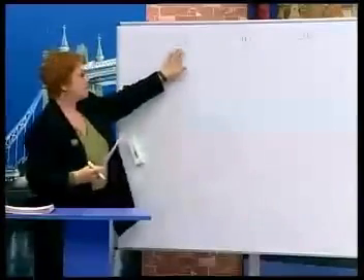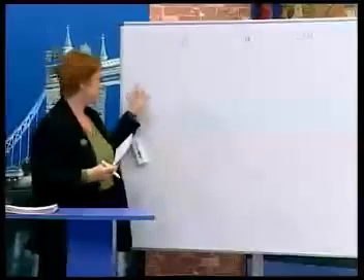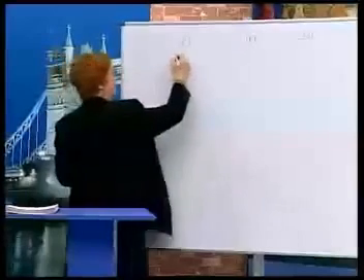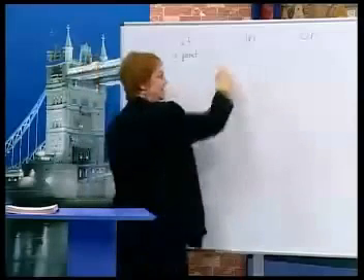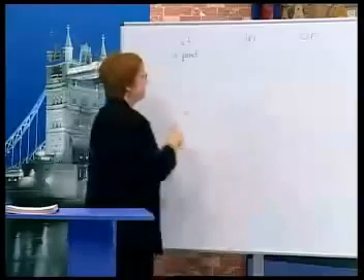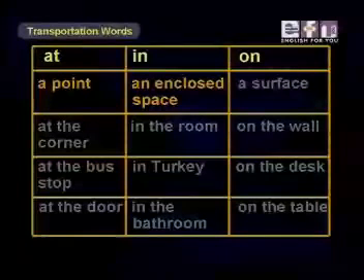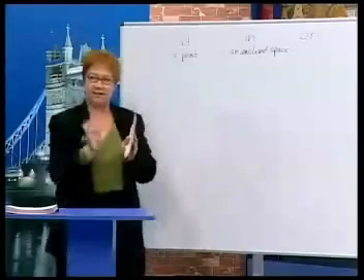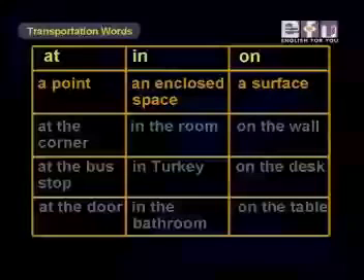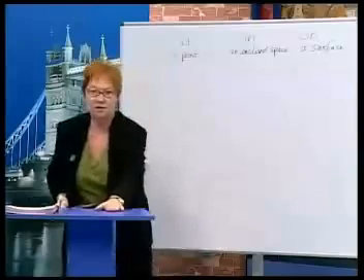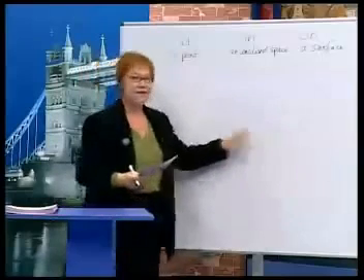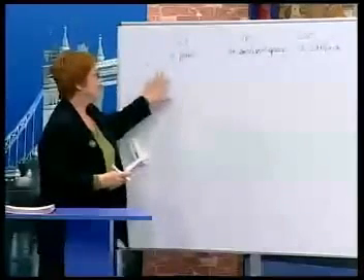Now, we usually use at for a point, a special place, okay? We use in a place, in an enclosed space, for example a room, and on a surface. This is a surface, and this is a surface, okay? On. All right? So we can look at some examples of these.